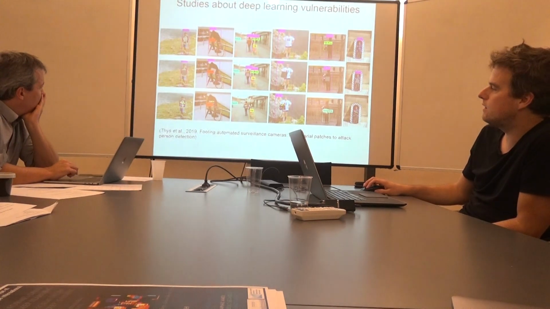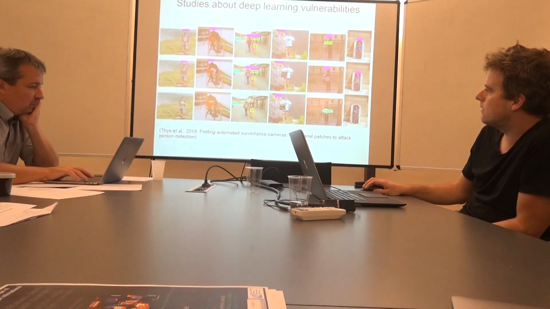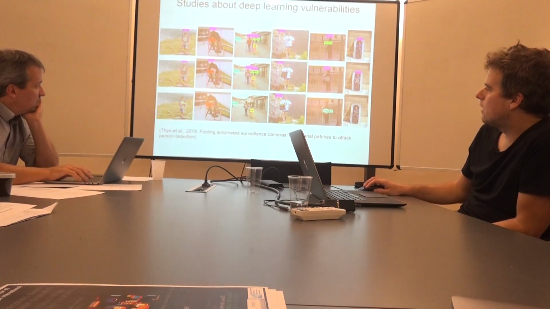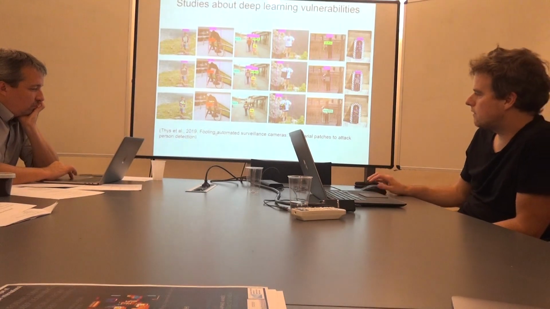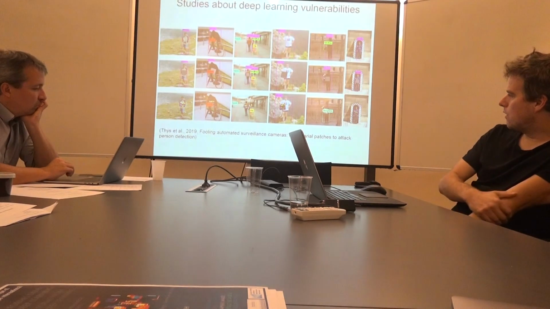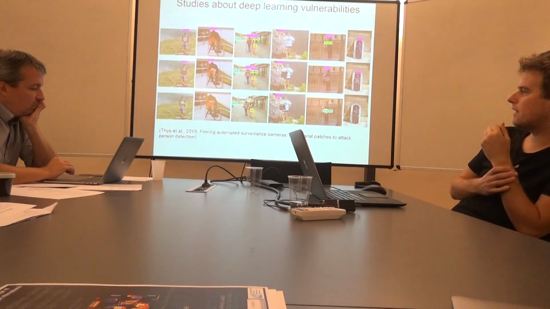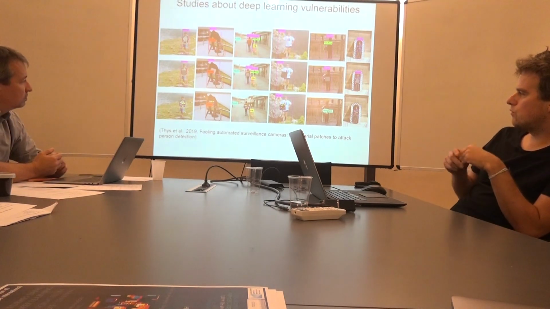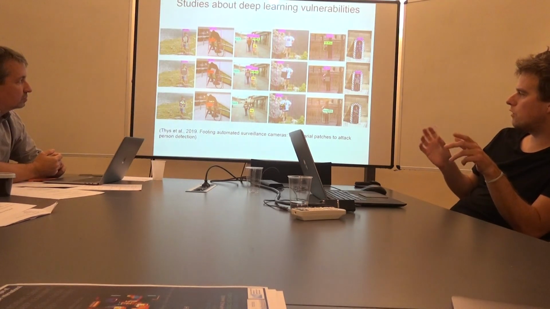then the network completely fails. And you have other examples here. The person is correctly detected, but then if you put this specific patch, the method is not detecting the person anymore. And actually, it's a very hot topic in the field, where the goal is to train adversarial networks, new models that are able to fool other models.